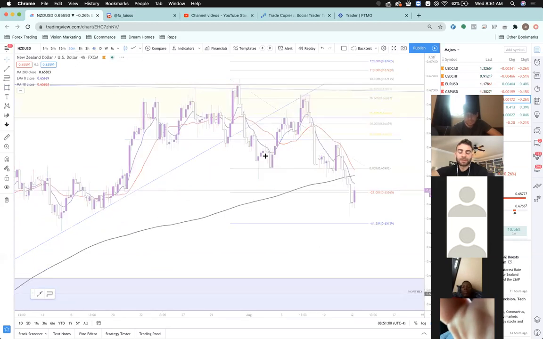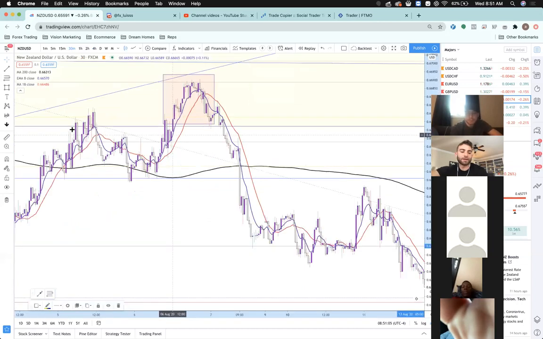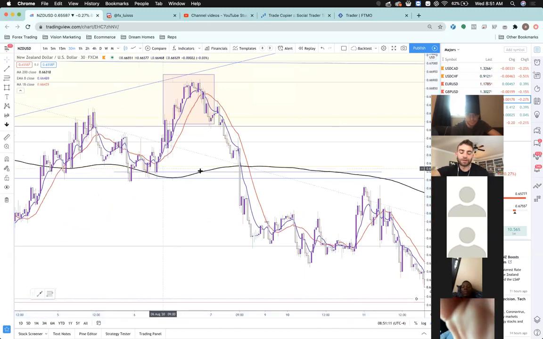At the beginning of this fall, we didn't break structure until right here. This is when we broke 30-minute. That doesn't mean we're entering here, here, and here. We're waiting for the pullbacks. We could have even got duped out right here on the 30-minute if we were too aggressive. And this shows that not everything is going to play out every time.